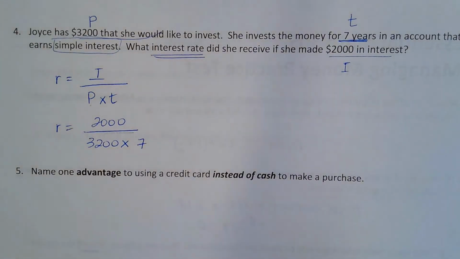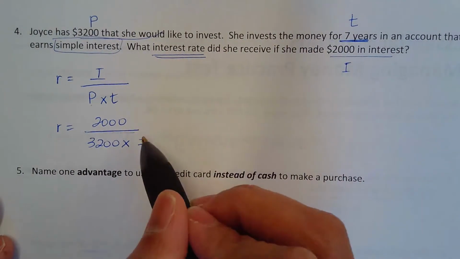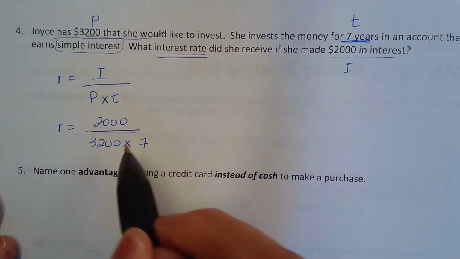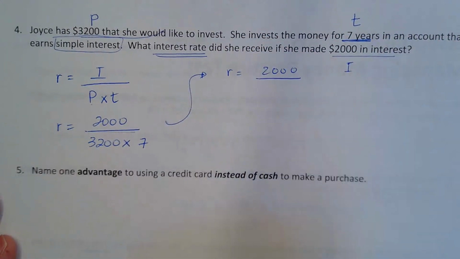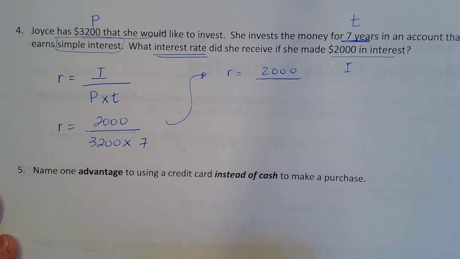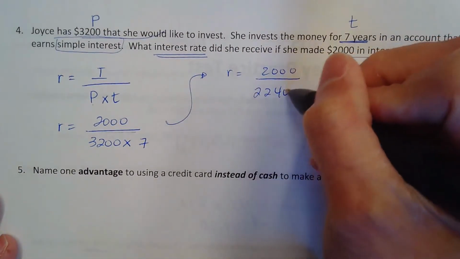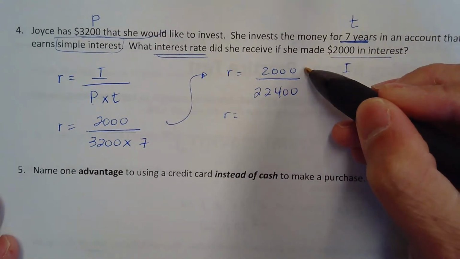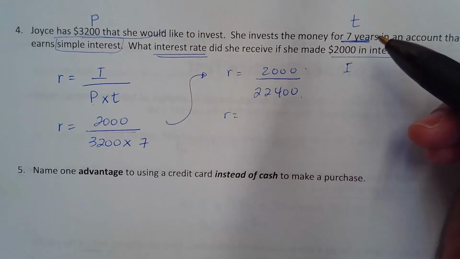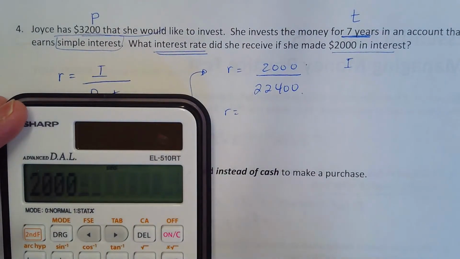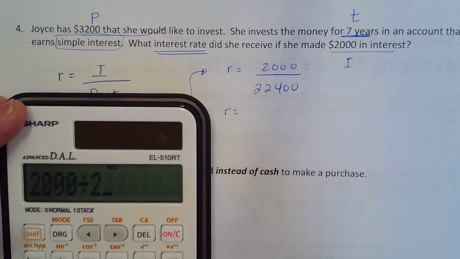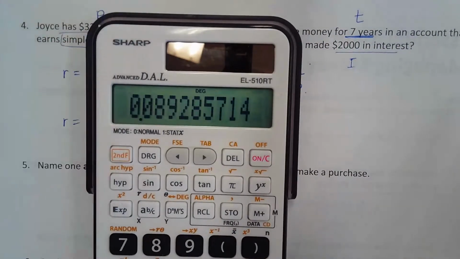Okay. So to work this out, I said work out the top, work out the bottom, and once you have that, you have just a single number on top, a single number on the bottom, and then you just divide them. Now this is what we're going to get: 0.0892.